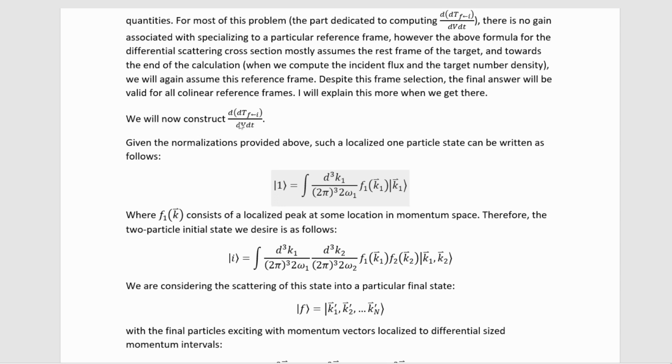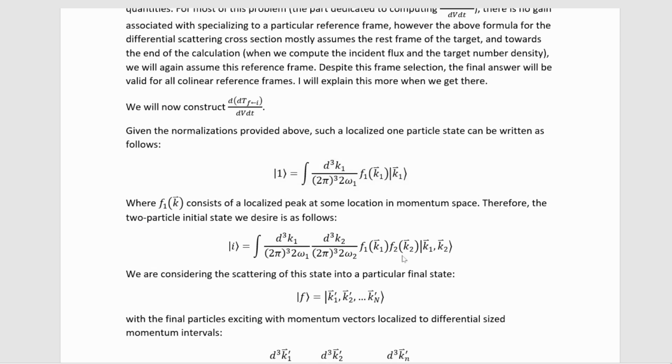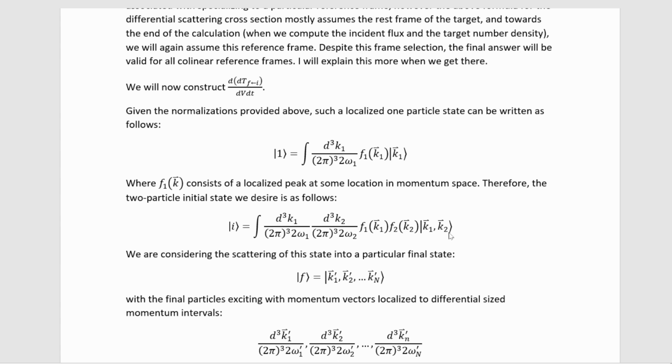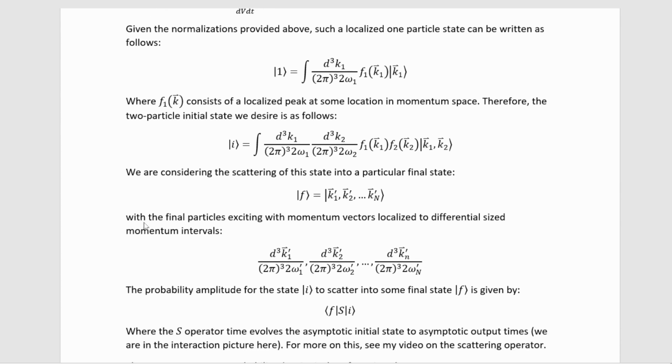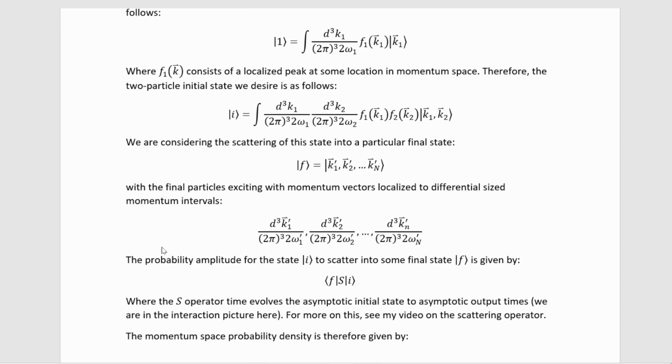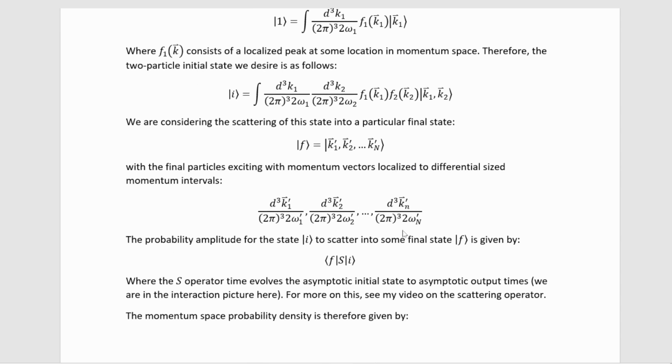We will now construct this differential transition rate. Given the normalizations provided above, such a localized one-particle state can be written like this, where this f function consists of a localized peak at some location in momentum space. Therefore, the two-particle initial state we desire is simply given by this, where we have two of these Fourier coefficients and a two-particle momentum state. We are considering the scattering of this state into a particular final state of this form, with the final particles exiting with momentum vectors localized to differential-sized momentum intervals, like this, again properly normalized.